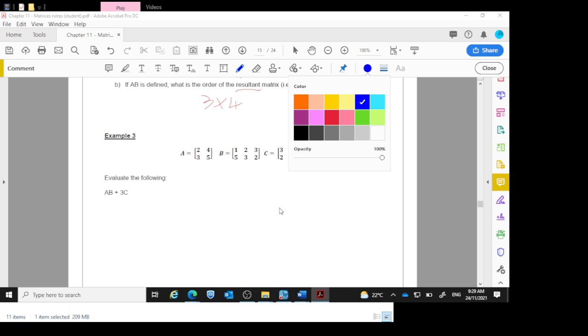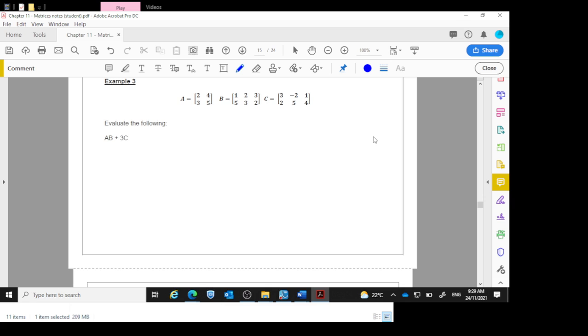Example 3. There's A, there's B, there's C. Evaluate the following. Again, we can do all this in the calculator, so we're going to do A first, [2 4; 3 5], times B, which is [1 2 3; 5 3 2], plus 3 times C, which is [3 -2 1; 2 5 4].